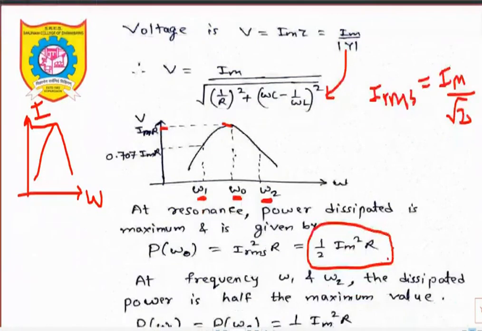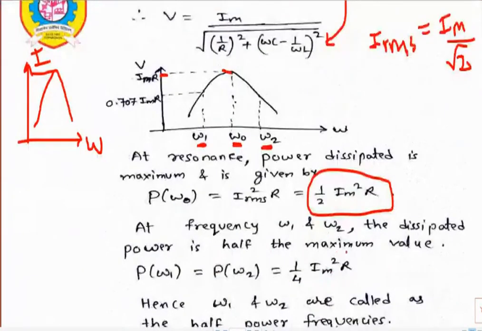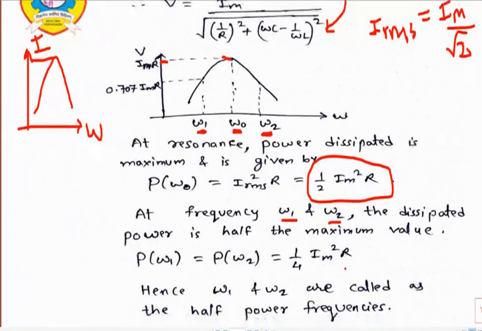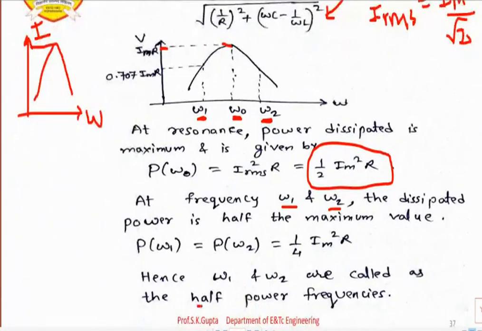And at this frequency, as power is half of the maximum value at omega 1 and omega 2, so it is 1 by 2 times 1 by 2 Im square R, that means 1 by 4 Im square R. And that's why these omega 1 and omega 2 are called as half power frequency, because the power value is half of the maximum. So this is only our useful range, because power decreases from maximum only up to 50% value. That's why this is only the useful range.